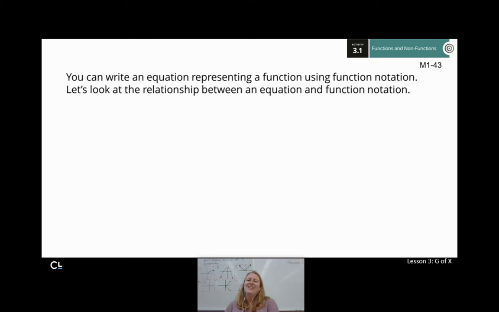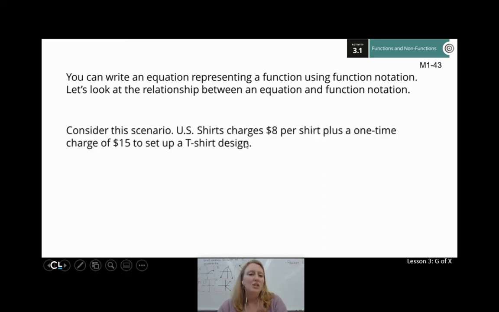So you can write an equation representing a function using a special notation called function notation. So let's look at a relationship between an equation and function notation, and you're going to find it's not so bad. So consider this scenario. US Shirts charges $8 per shirt plus a one-time charge of $15 to set up a t-shirt design.